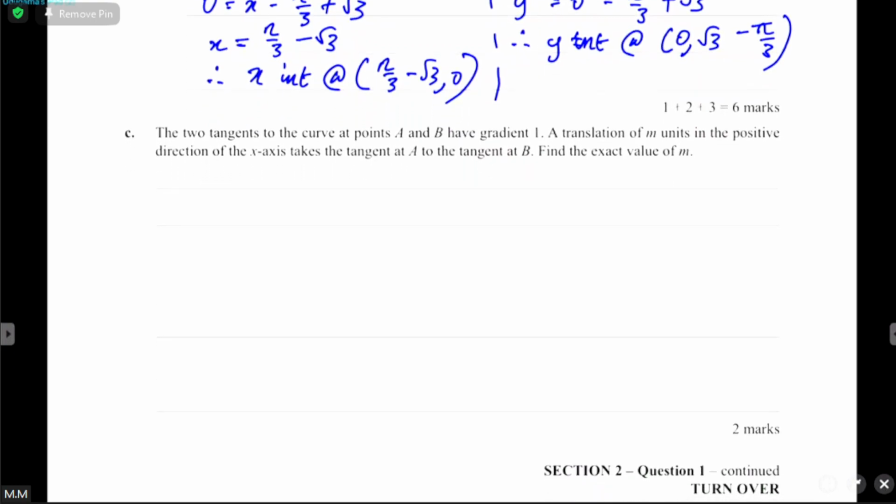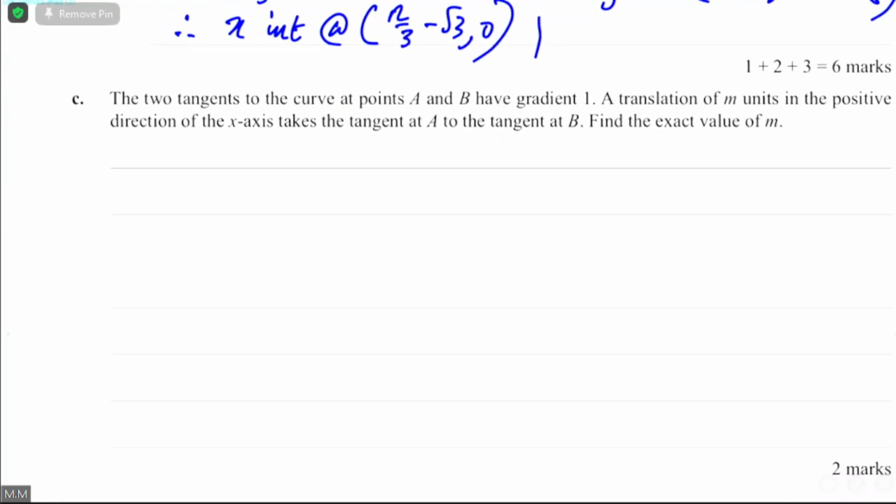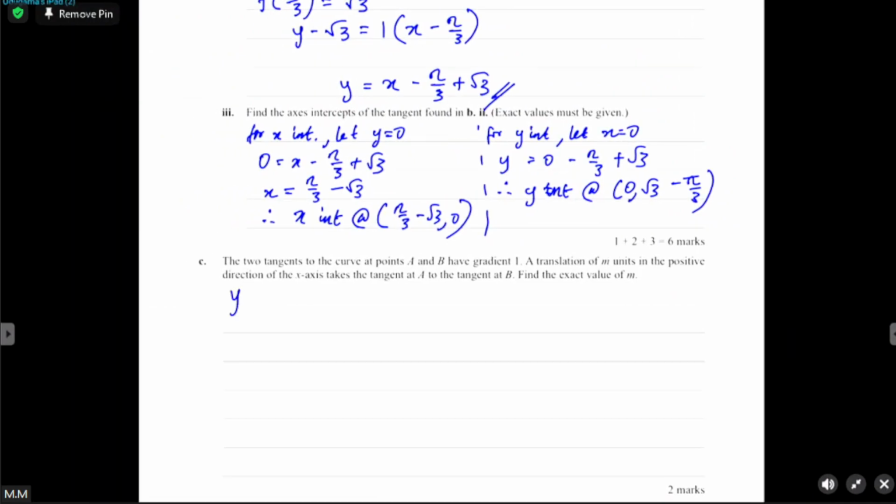So to find this one, basically what I found out to do is find the x-intercepts of the tangents. So you've got one tangent is y is equal to x minus pi on 3 plus root 3. The other tangent was y is equal to x minus 5 pi on 3 minus root 3. So you find the x-axis intercepts of both.